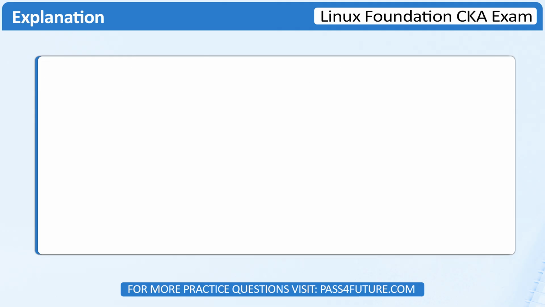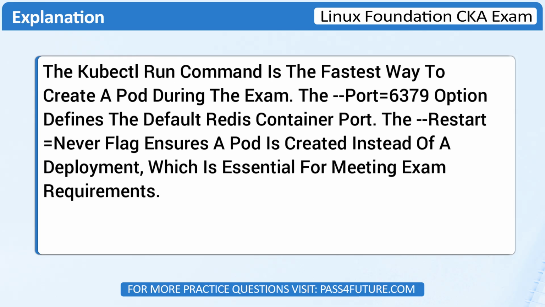Explanation. The kubectl run command is the fastest way to create a pod during the exam. The --port=6379 option defines the default Redis container port. The --restart=Never flag ensures a pod is created instead of a deployment, which is essential for meeting exam requirements.